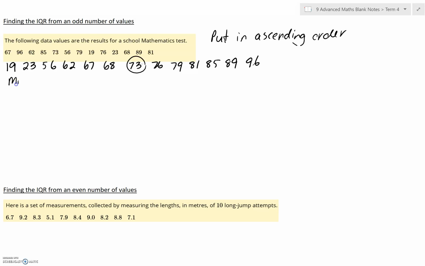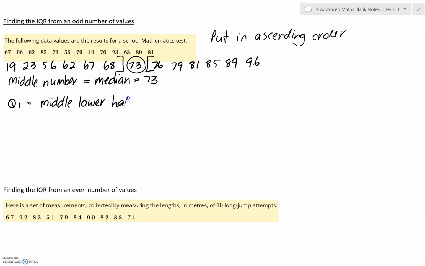So in this case, our middle number, which is what is going to split our data this time, is still our median. Remember, we found that before. And in this case, the median is 73. So that's the middle of our data, which means the rest of it is now split into two groups. We've got a lower group and an upper group. And the lower quartile, or Q1, as we're going to call it, is the middle of that lower half of the data.